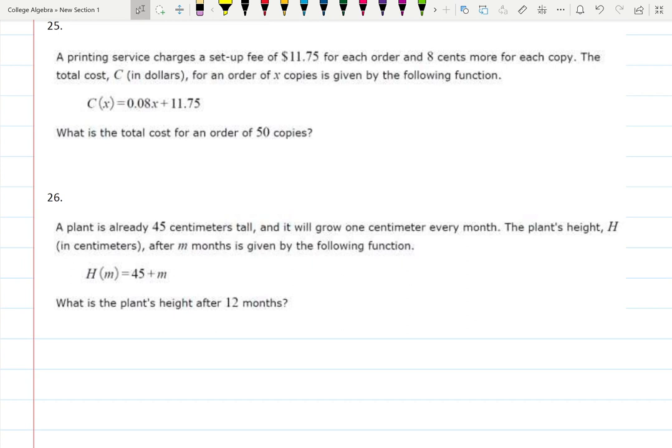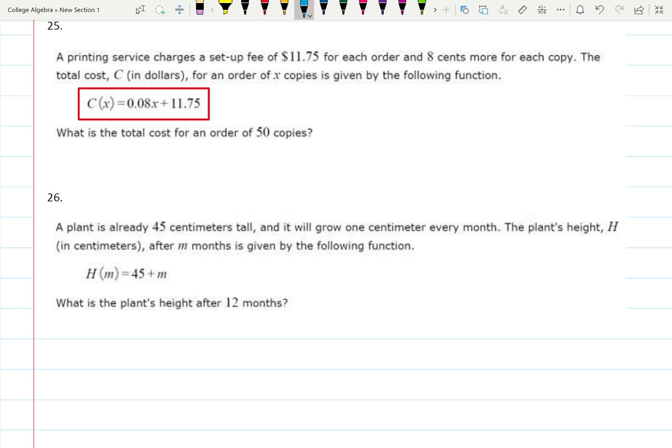Because you read the problem really fast for number 25, number 26, and it's exactly the same idea. Some kind of printing service charges a setup fee, $11.75 for each order and 8 cents more for each copy, blah, blah, blah. Your job is to figure out what's important. I mean, it's interesting to know all these real-life applications. For your homework, it's priceless. You finally cannot complain that you will never use this in real life. It's literally here. It's realistic. It's not made up. But for the test, I want students to be fast.